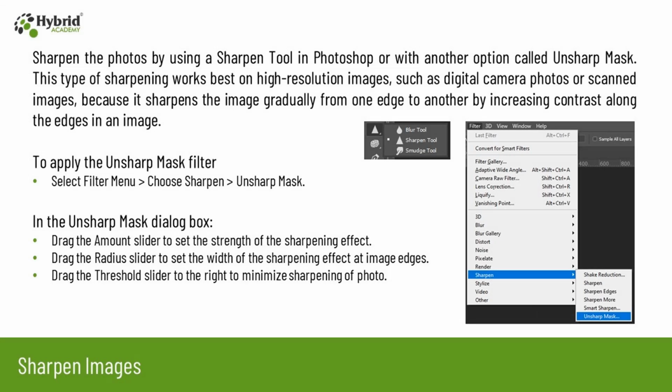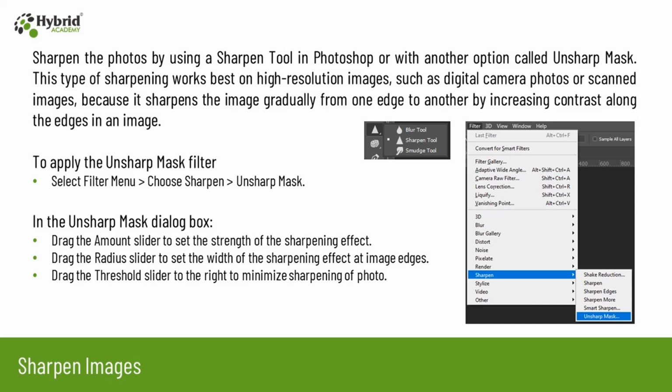Sharpen the photos by using the Sharpen tool in Photoshop or with another option called Unsharp Mask. This type of sharpening works best on high resolution images such as digital camera photos or scanned images because it sharpens the image gradually from one edge to another by increasing contrast along the edges in an image.